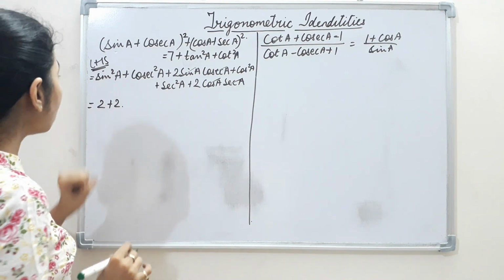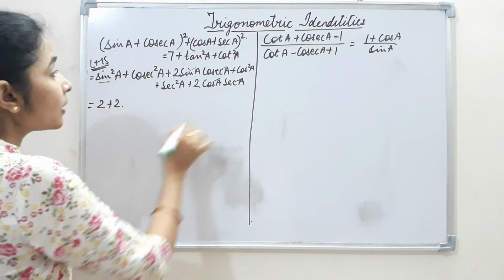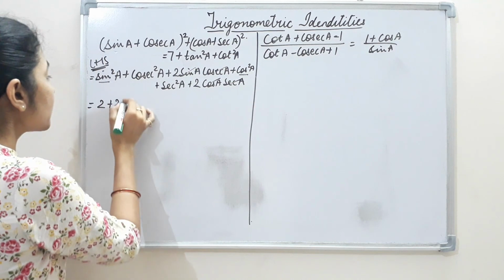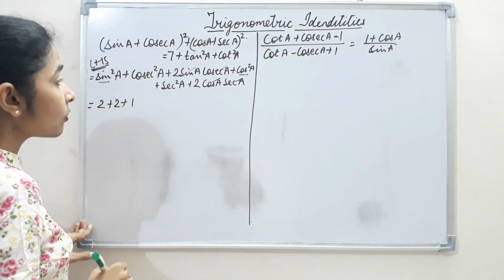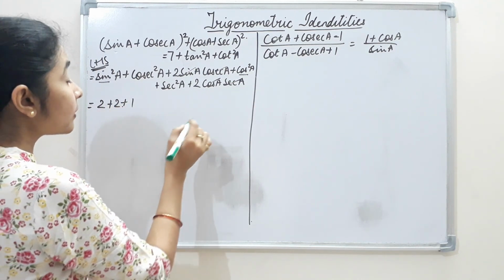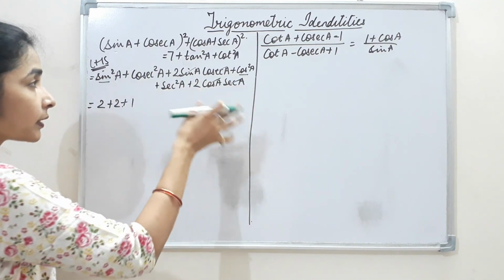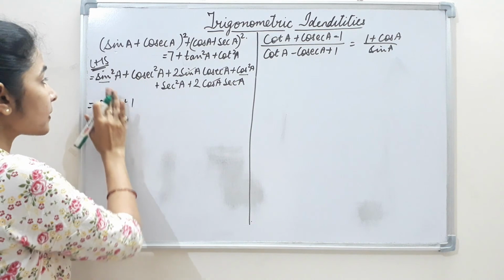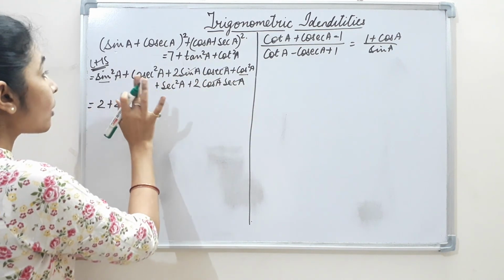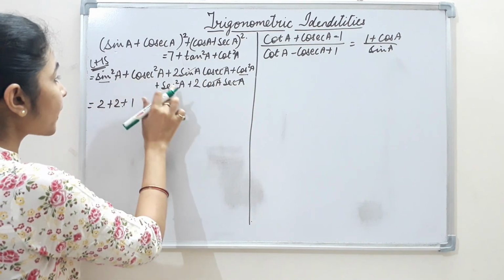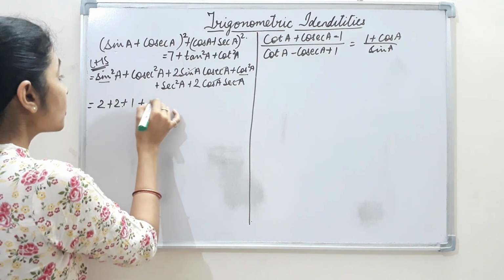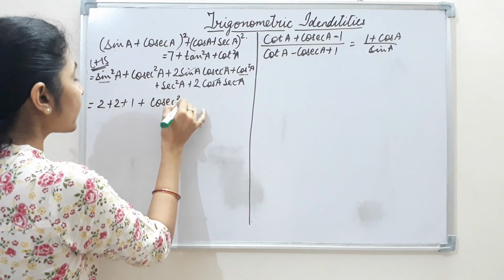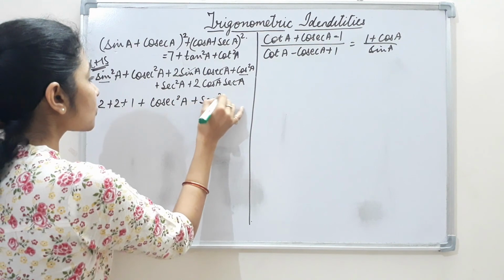Now one more thing, sine square A plus cos square A gives me 1, so I'll write 1 here. I'll just write the identity here, that sine square A plus cos square A is equal to 1, and change it into 1. So I have replaced sine square A and cos square A by 1. Now I am left with only cosec square A and sec square A. So plus cosec square A plus sec square A.